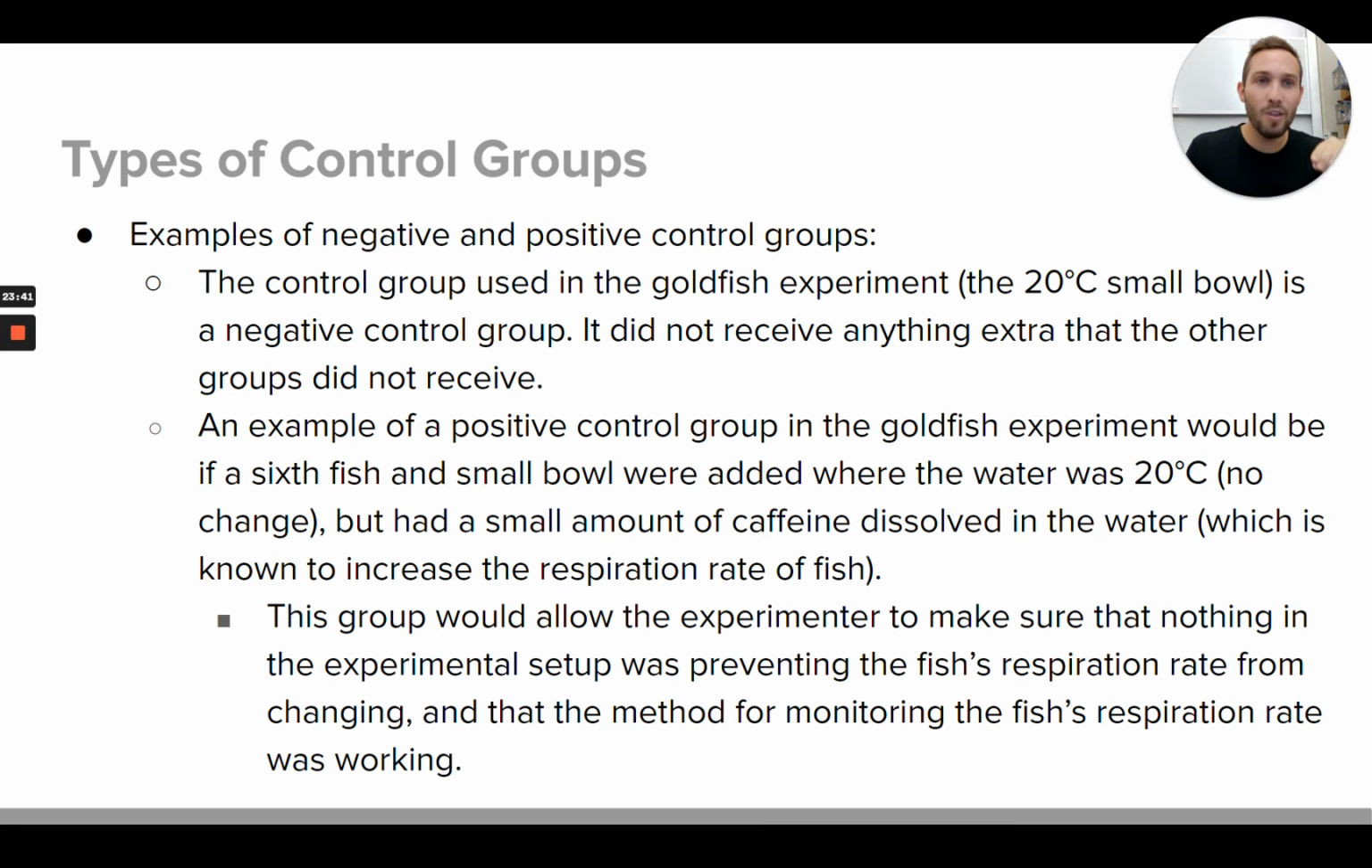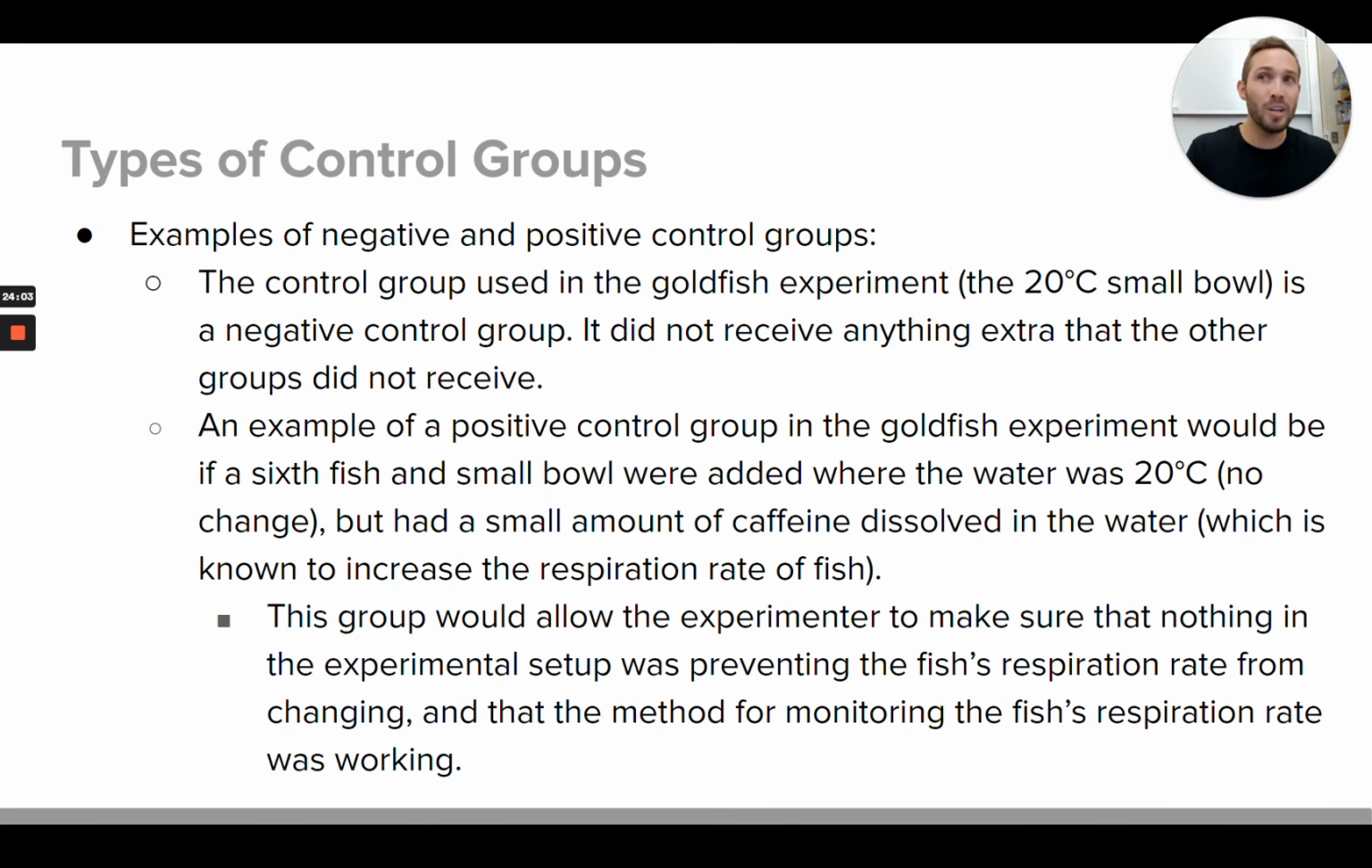And I'm adding caffeine to the water because I specifically know, after doing my research, that it's already been predetermined and known that if you dissolve a little bit of caffeine in the water, the fish respiration rate will increase. It causes the respiration rate to go up. And the reason I'm going to do this in my experiment is because I want to make sure, by default, that things are happening the way they're supposed to happen.